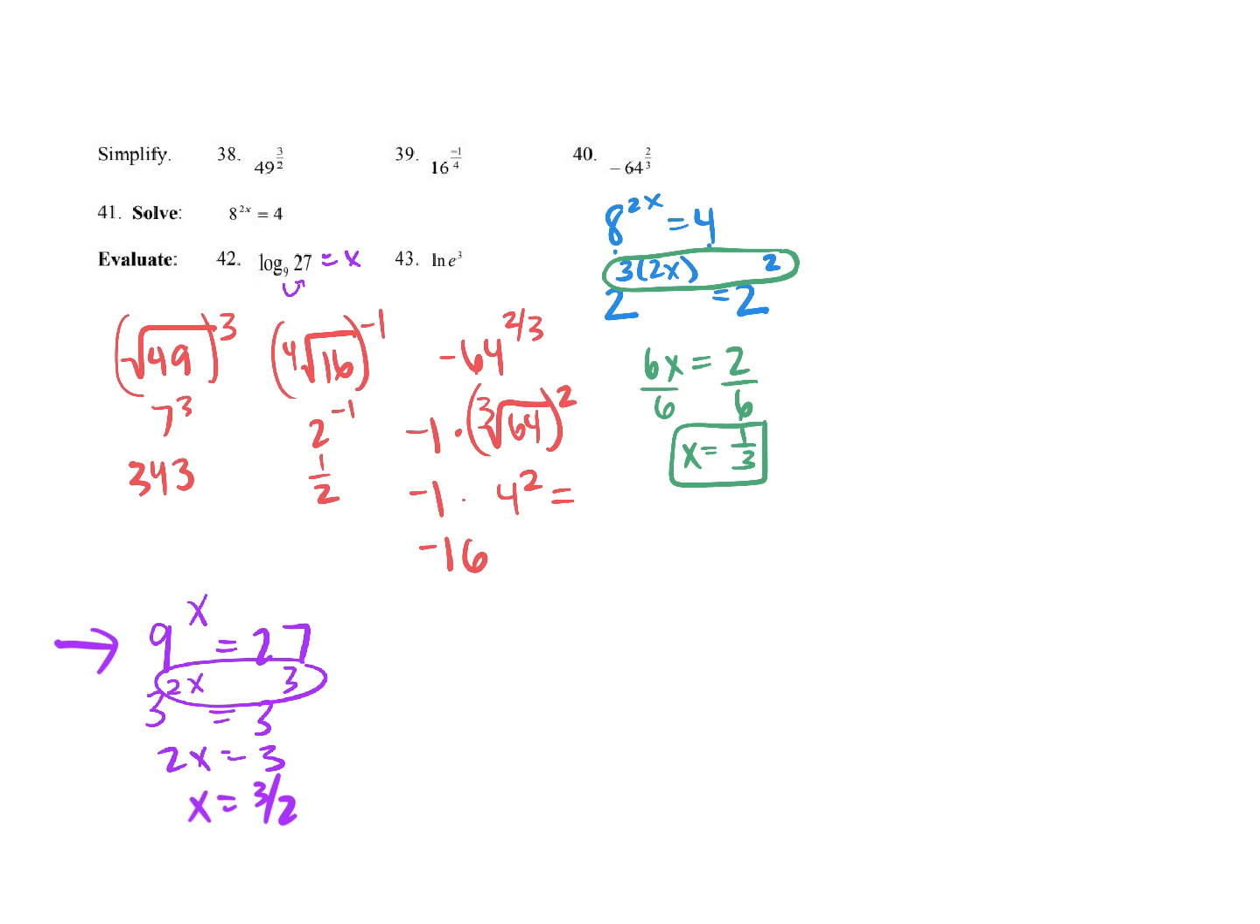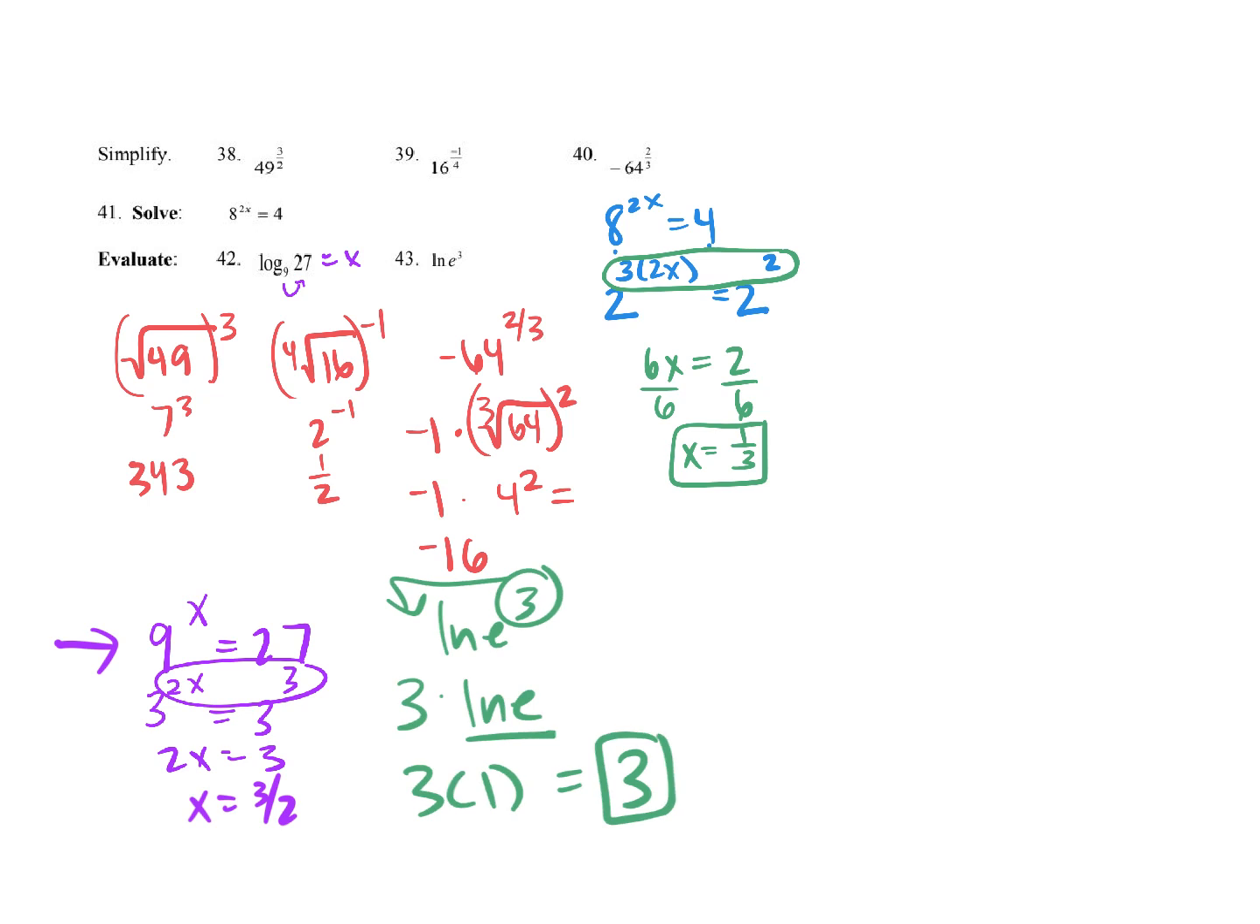This other one is pretty fast and easy. Natural log e to the cubed power. This is a property that says anytime you have something in the exponent and you've got a log with it, that exponent drops in front. Natural log of e is equal to 1, so 3 is the answer. So you could have probably done it quicker.